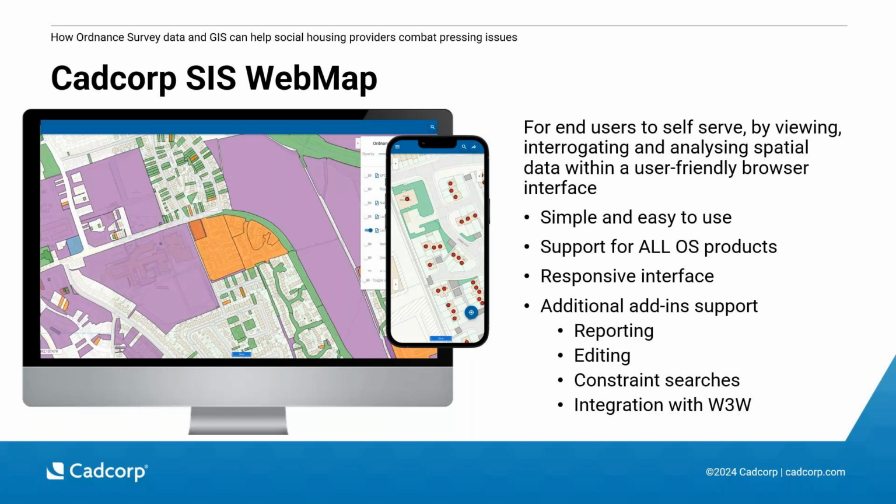It supports all of the OS products, so you can use it for the base mapping, or you can use the address point for theming your data. It's got a responsive interface, so it knows the kind of device that you're accessing the application from and responds accordingly, with the opportunity to use your finger taps to interact with it, or your mouse if you're accessing it from a laptop or a tablet. And there are additional add-ins that enhance the functionality that we provide, things like reporting functionality, editing, a constraint search module, and integration with the What Three Words module as well.